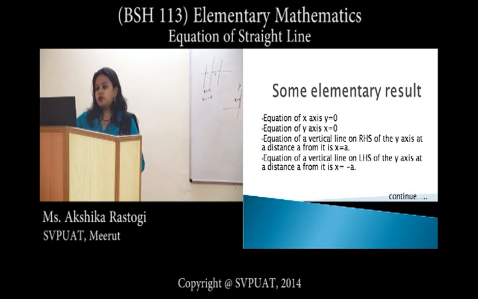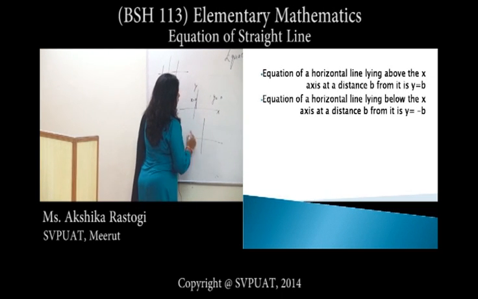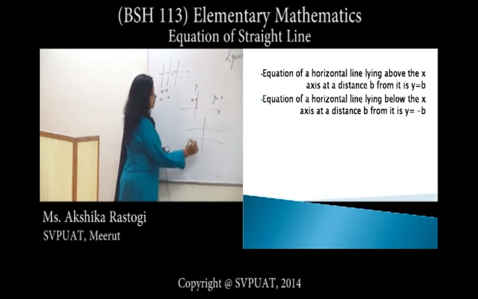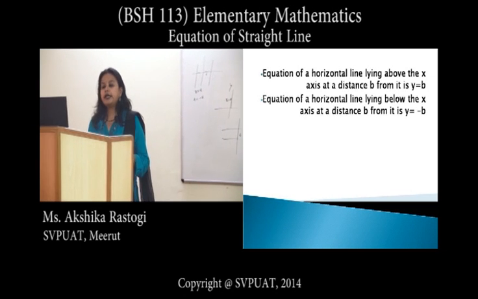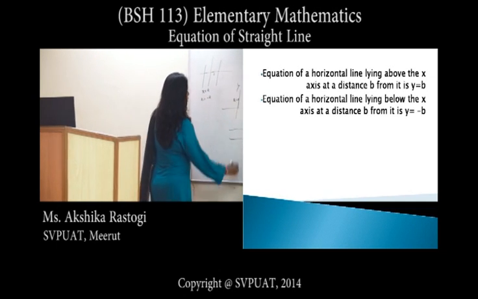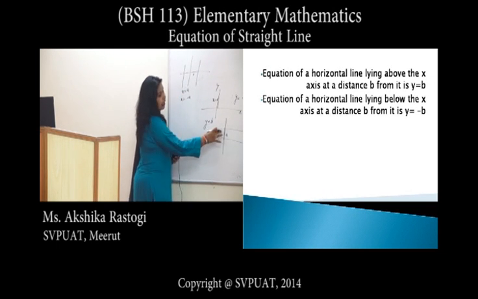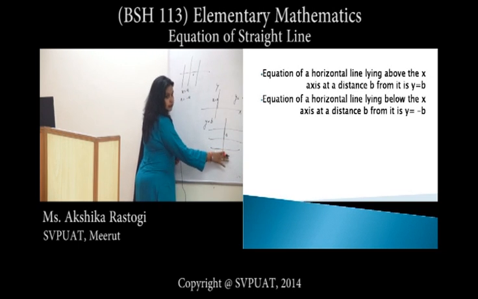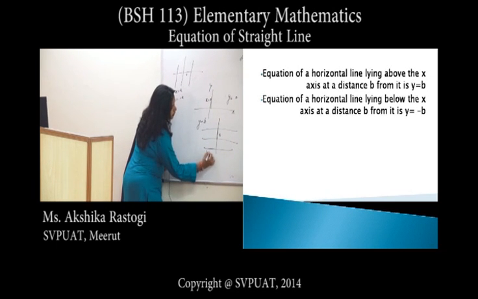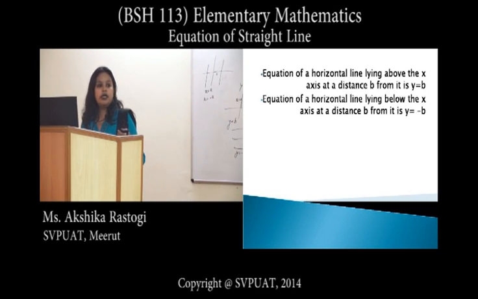Now, next, we have the equation of a horizontal line. The horizontal line is this one, and if this distance is b, if we are talking of the horizontal line that is above the x-axis at a distance b, then the equation will be, because we have a distance of b on the y-axis, y equals b. And if we have a line below the x-axis, then this equation will be y equals minus b. So these are some elementary results that we can use.